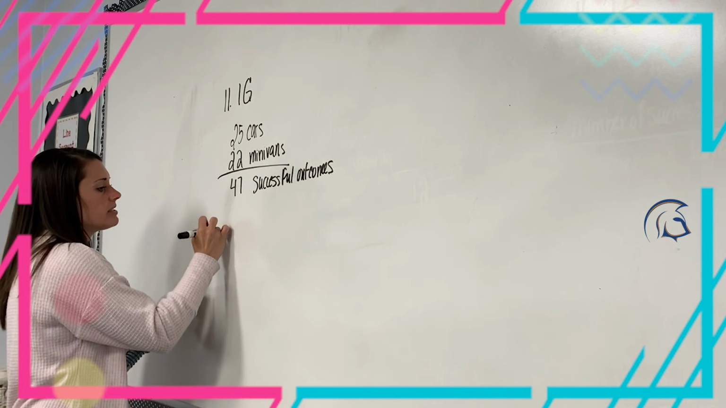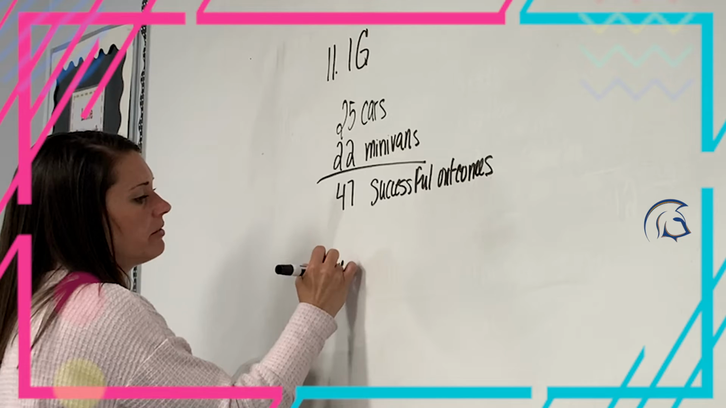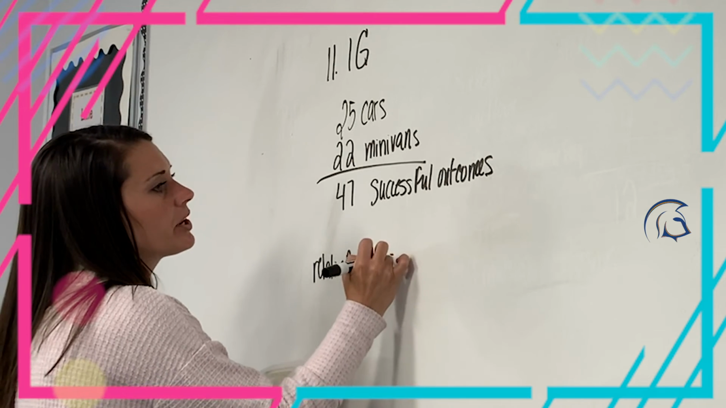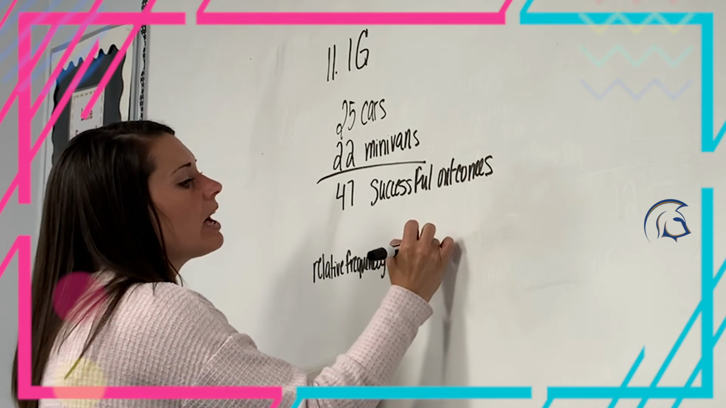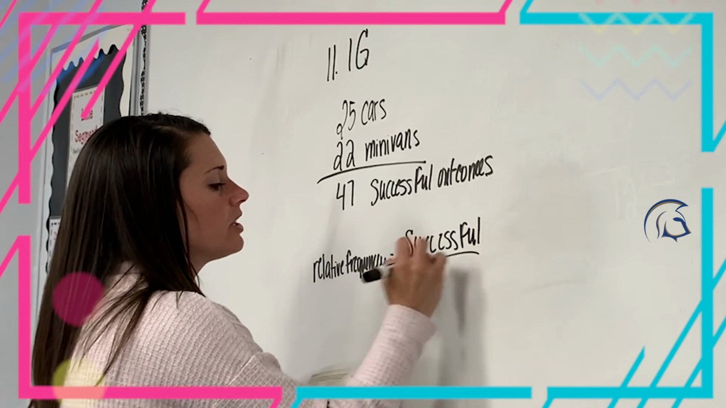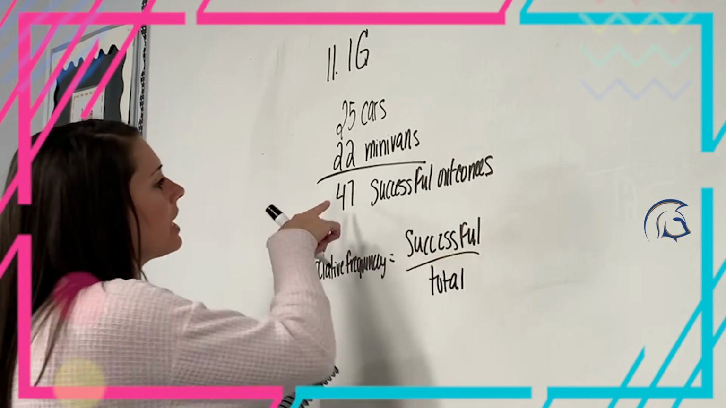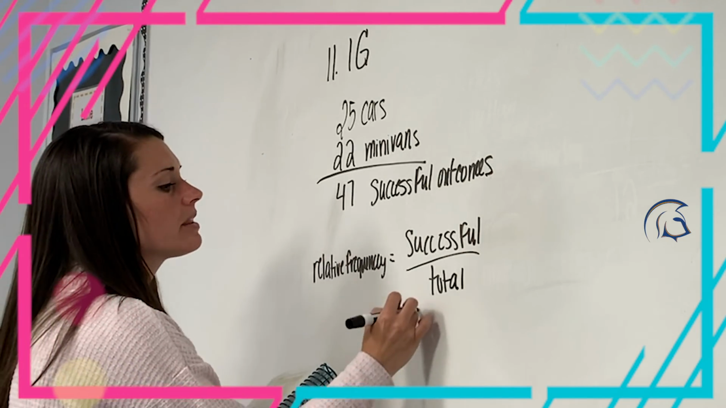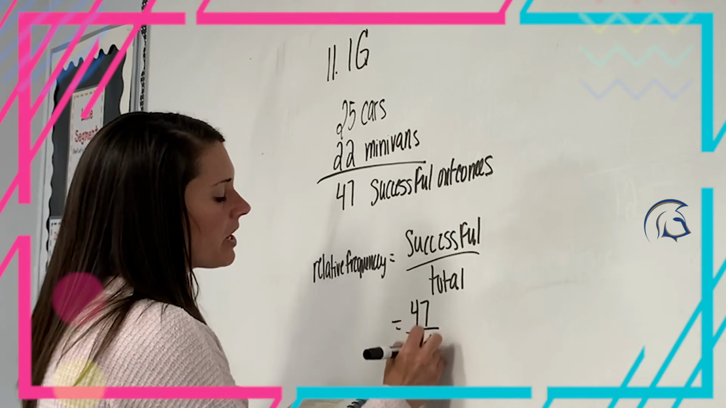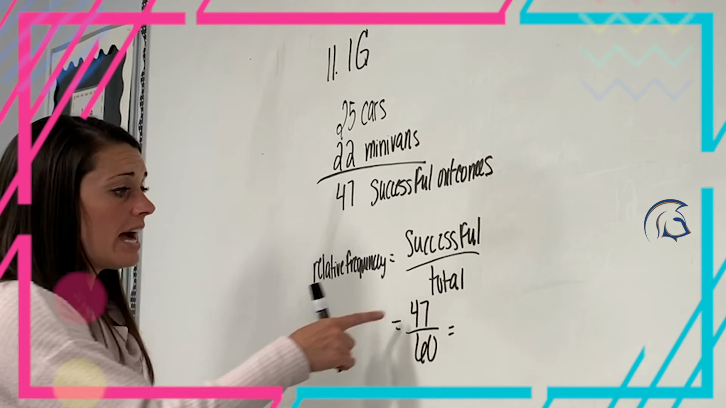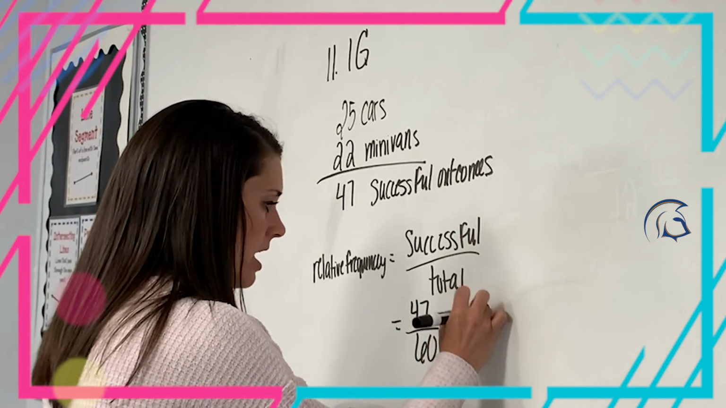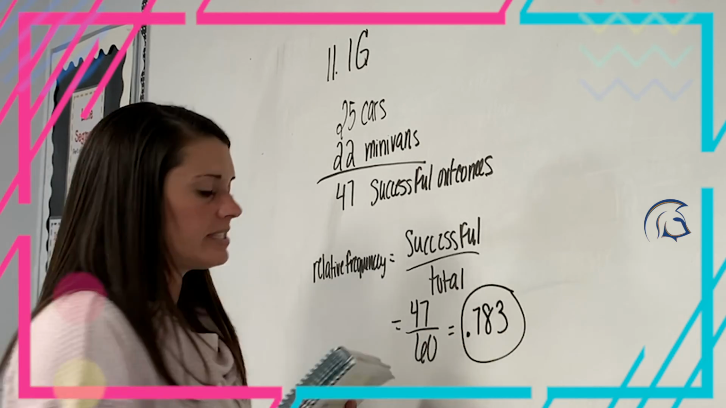So use our relative frequency formula. You remember that? That's what we've been doing this whole time. And that is where you put successful outcomes over the total. And we have already figured out our successful outcomes, and that's 47. And our total, go back to your problem, is 60. And you do the same thing, simply divide 47 by 60, and your probability is 0.783.